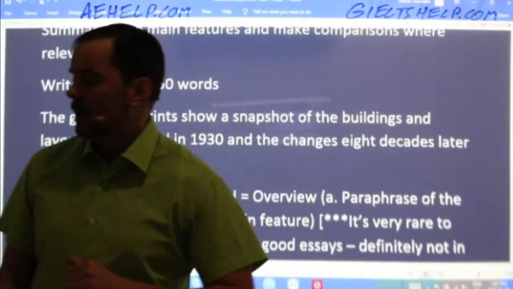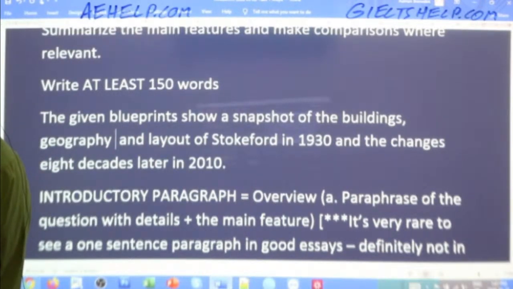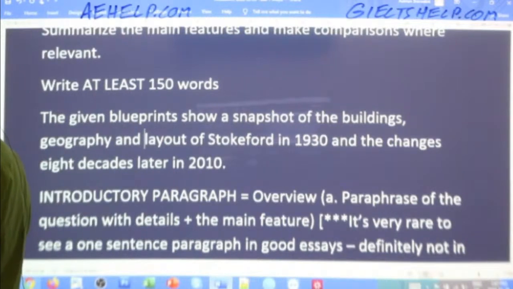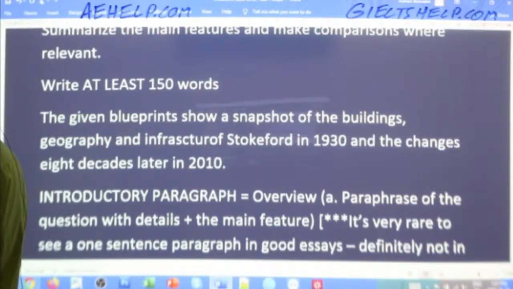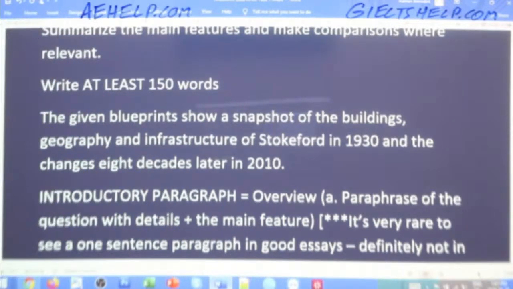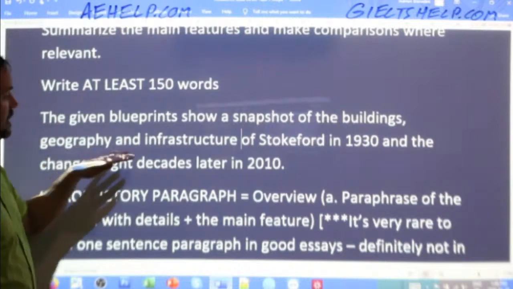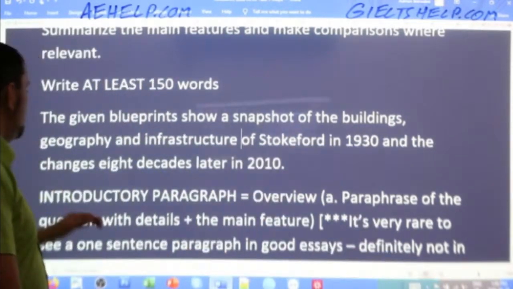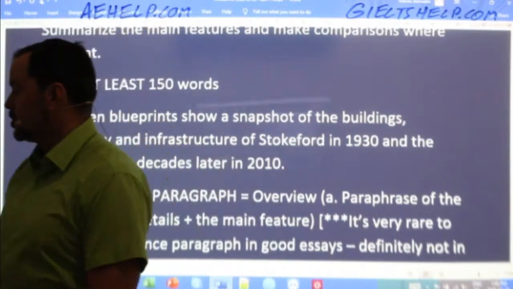Okay. All right. We might even add geography in here, buildings. Geography. And let's make it even more fancy. Infrastructure. Okay. Infrastructure would be like roads, bridges. All right. So giving you some vocabulary here as well. So one more time, the given blueprints show a snapshot of the buildings, geography, and infrastructure of Stokeford in 1930 and the changes 8 decades later in 2010. All right. Okay, we're on track here.